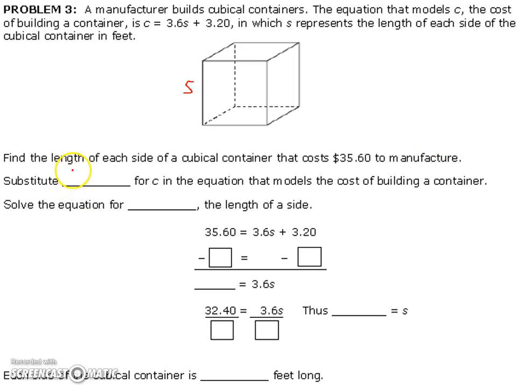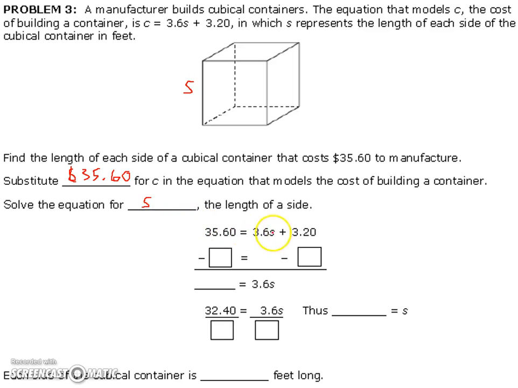So we're going to substitute that cost, that $35.60. I do apologize, the writing's a little rough today. I'm trying to do this with a wireless mouse. So we're going to substitute $35.60 in for C in the equation that models the cost of building a container. Solving the equation for S, which is the length of the side.